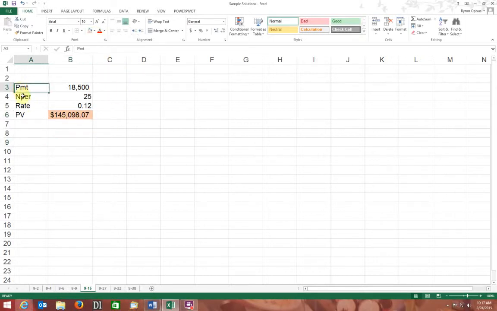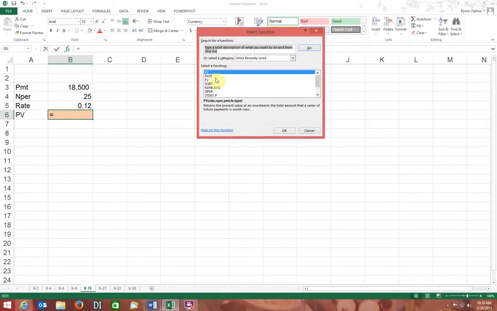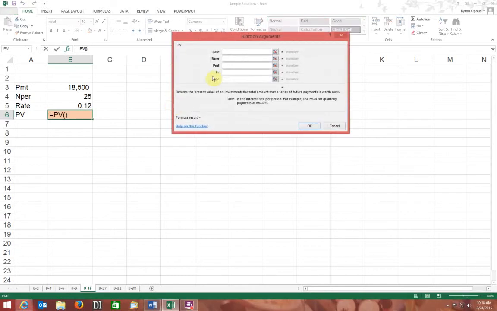And so again, write down the information that it gives you. It tells me that I have a payment now of $18,500. I've got periods of 25. And I've got a rate of 12%. Those are just given to me, and so I write them down. I'm still solving for my present value. Okay. So that's my most recently used, so I can click on that again, and it brings it up. I've got my rate. I've got my number of periods. And I've got a payment. Okay.